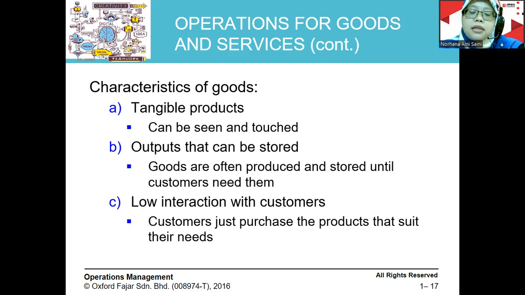Next, we have no interaction with customers. Customers just purchase the product that suits their needs. If let's say service, we must have high interaction, but for goods, it's low interaction. Why? Because customers just buy and use. That's it. They just buy whatever they want. If they don't want it, then they never buy. So that's why we have low interaction with customers.